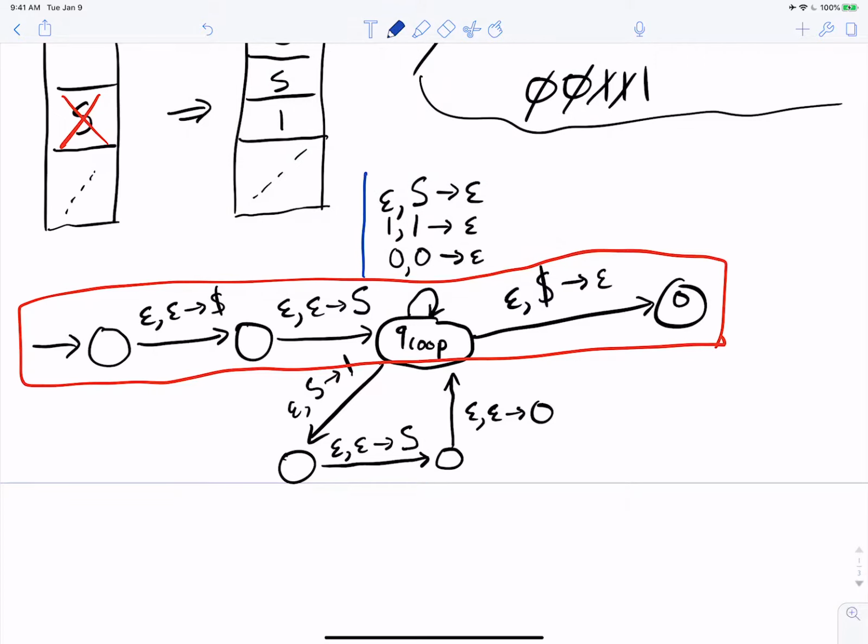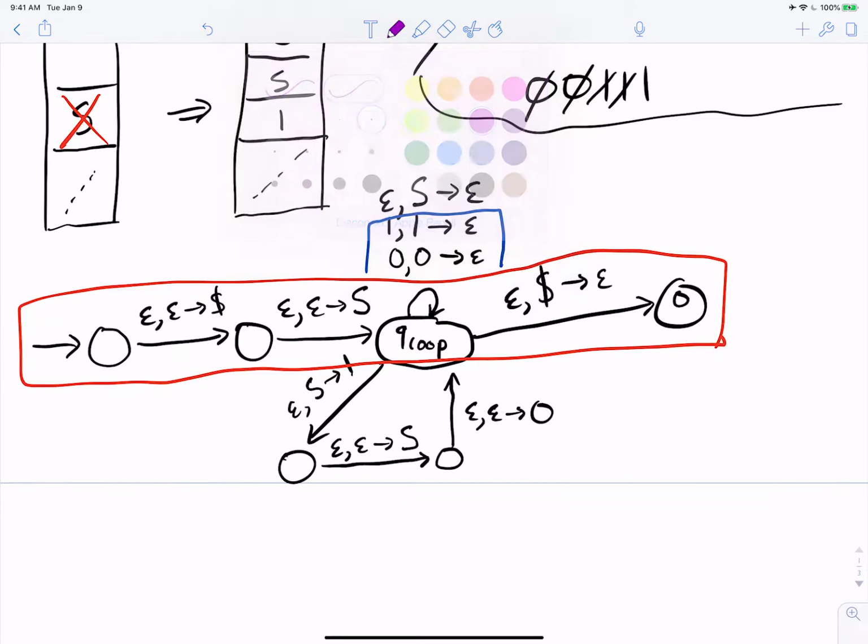What about these 2 transitions right here? Could this generalize to any grammar? Yeah, you make one of those for each terminal of the grammar. So if I have terminals A, B, C, then I'm going to make 3 of those transitions. AA goes to epsilon, BB goes to epsilon, CC goes to epsilon. So that's generalizable to any grammar.